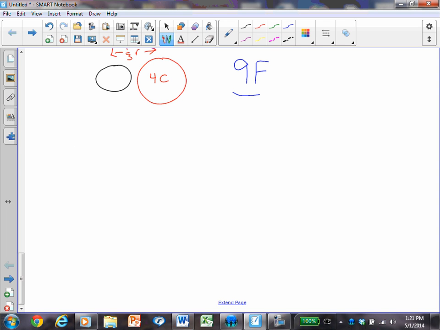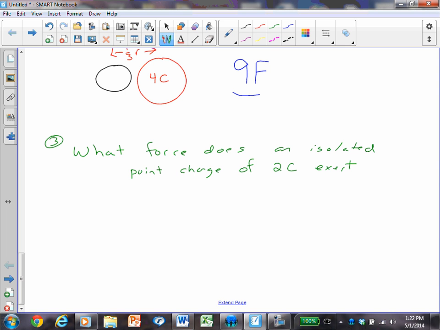What's the force an isolated point charge of 2 coulombs exerts within or from an electric field of 600 newtons per coulomb?